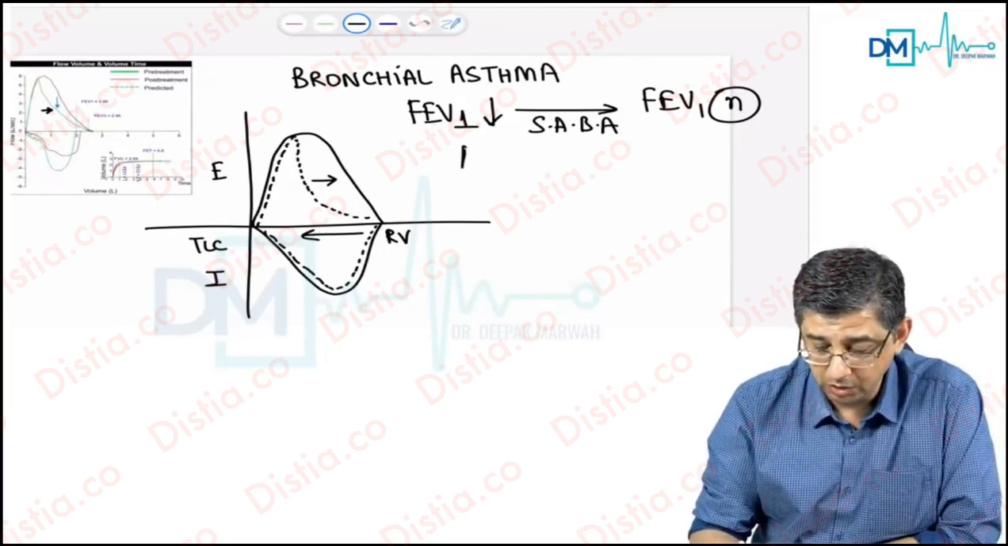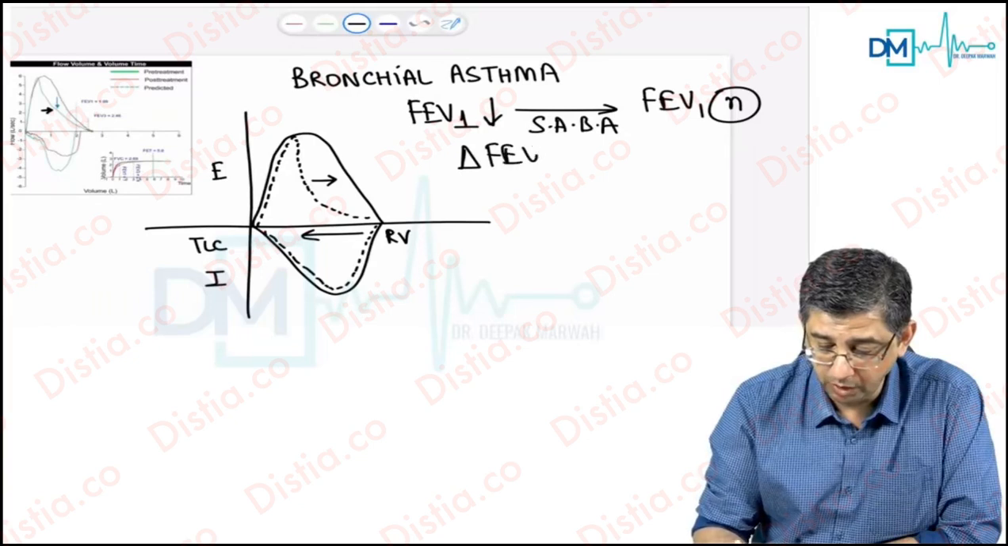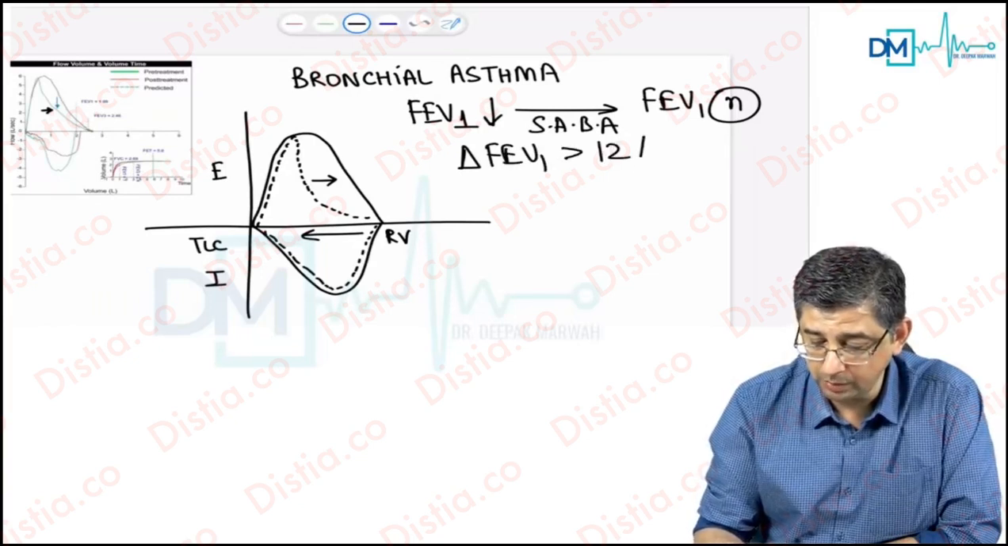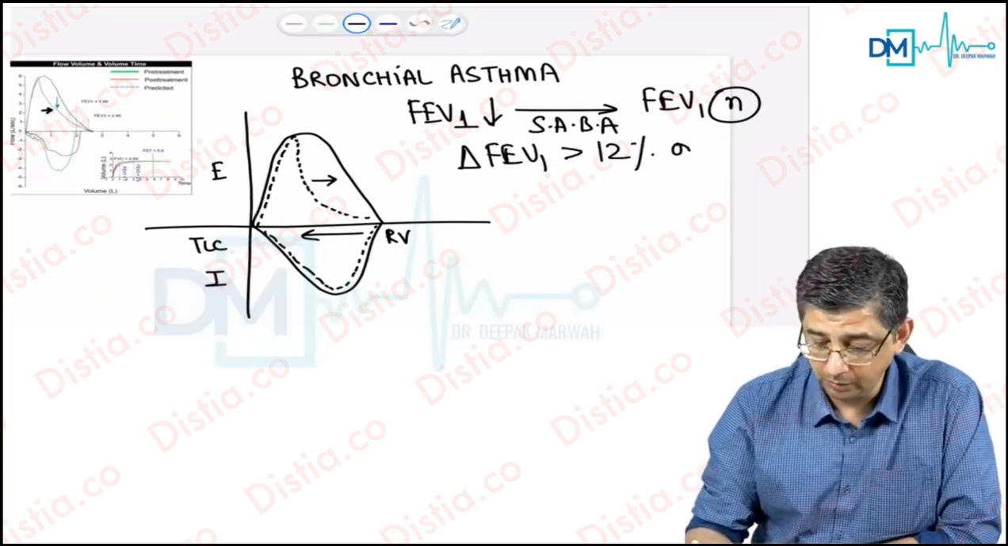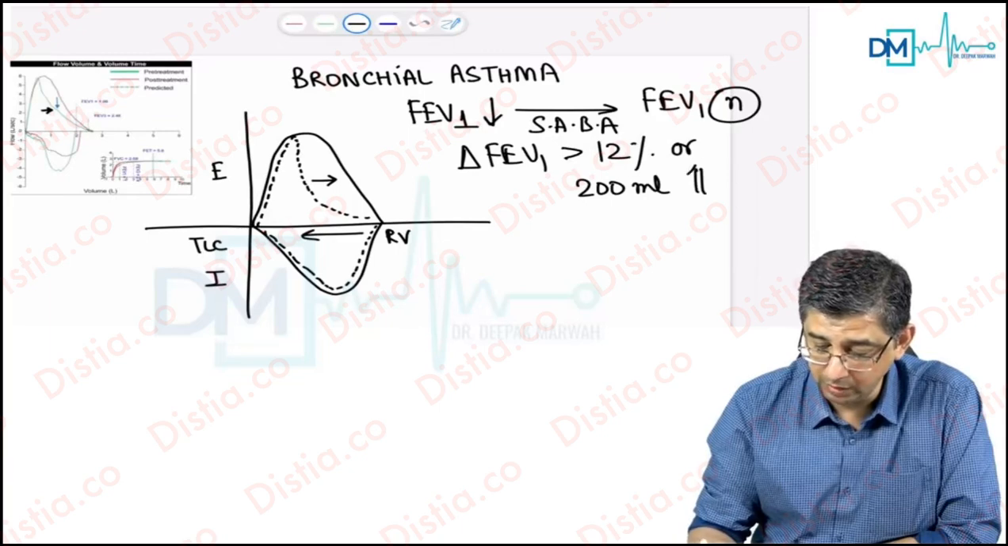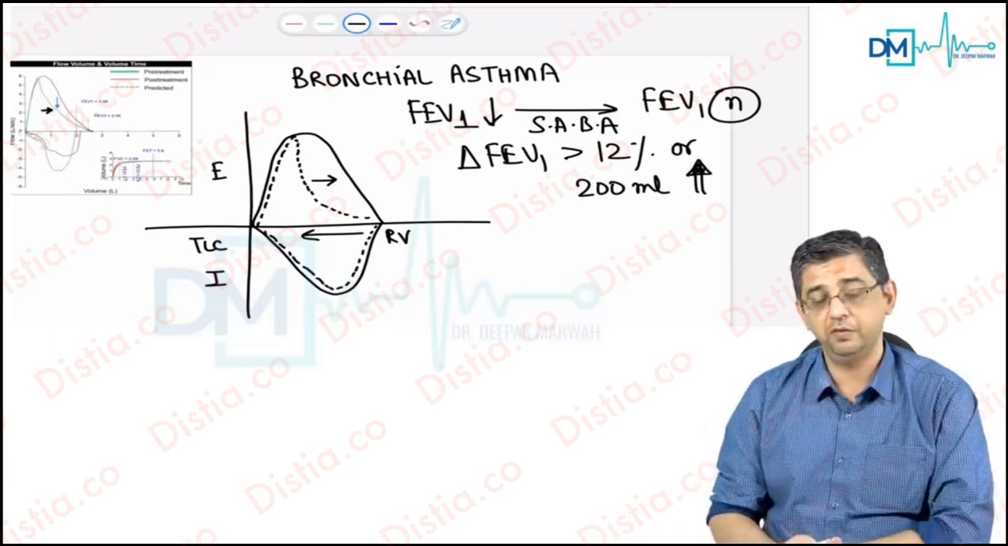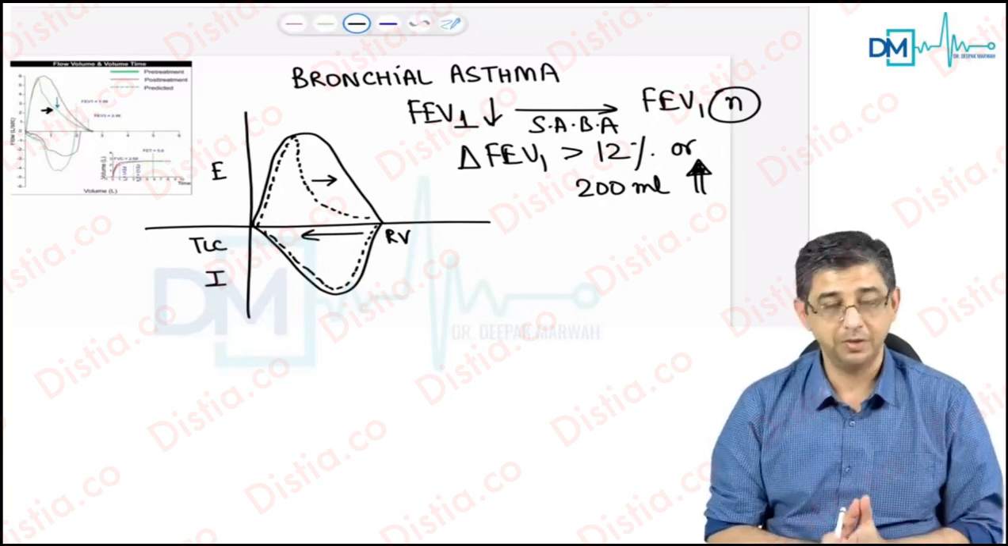Do remember that the change of FEV1 before and after salbutamol should be at least 12%, or in mathematical values can be remembered as a 200 ml increment over the baseline value of FEV1 in the patient to say that yeah, this is a patient of bronchial asthma.